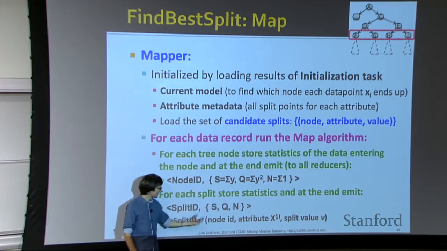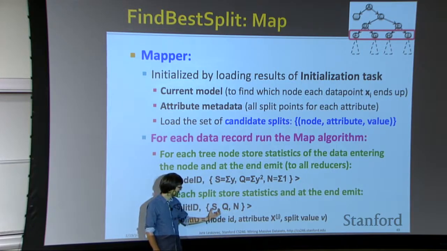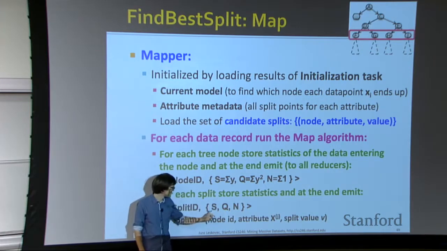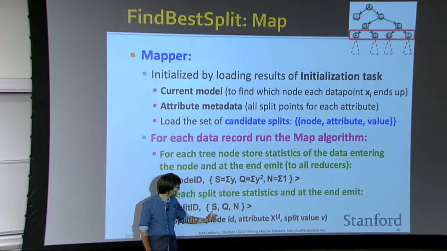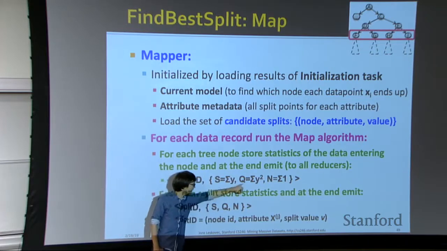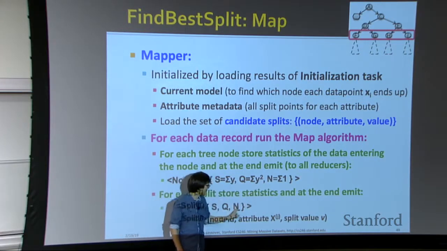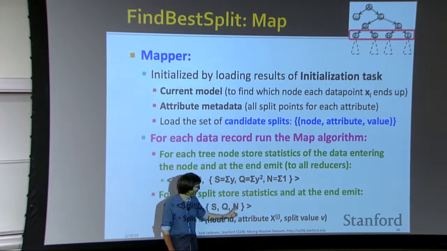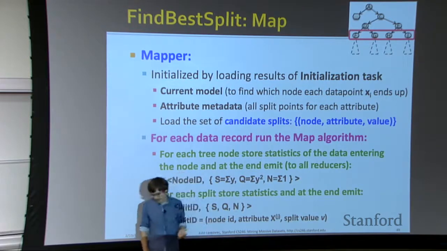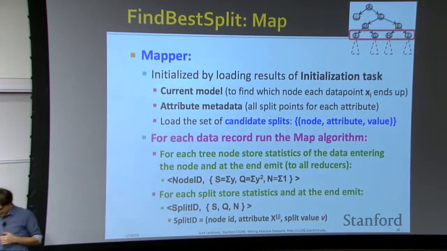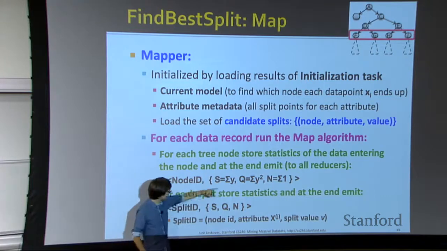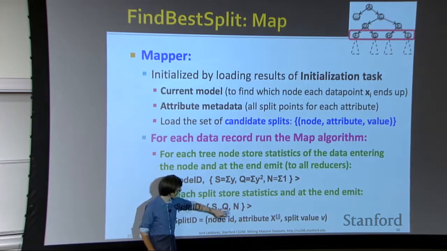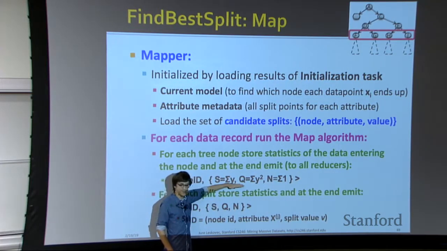And for each split, it says what is the data that goes to the left and what is the data that goes to the right. Right? So this is the sum of the y values, the sum of the squares of the y values, and the number of data points that go to the left. Now, what goes to the right is this minus that. Right? Whatever doesn't go to the left, you just subtract it from the overall, that goes to the right.